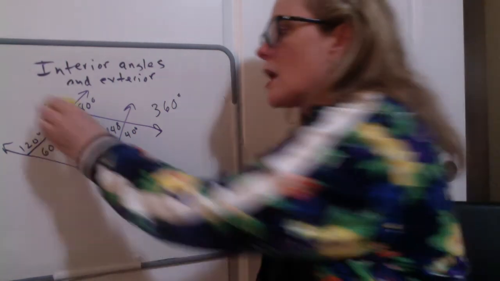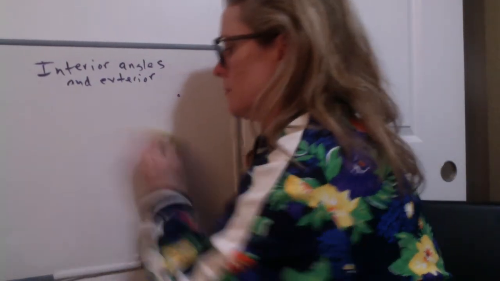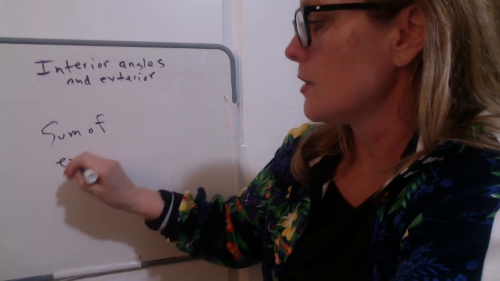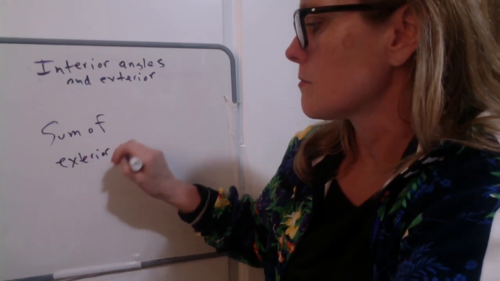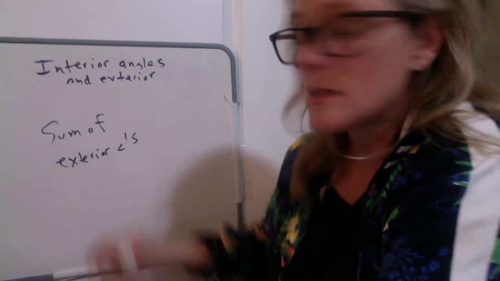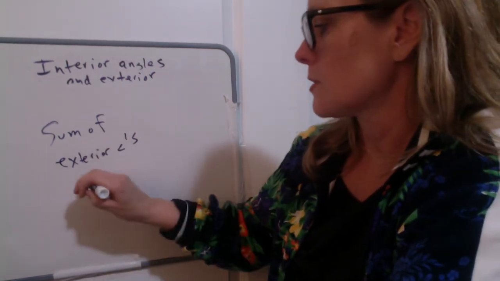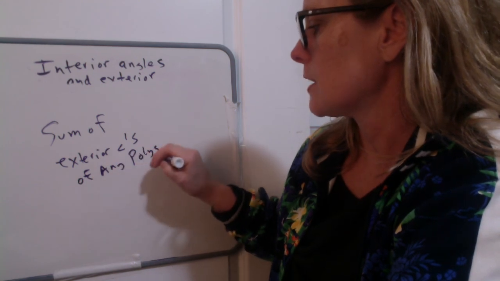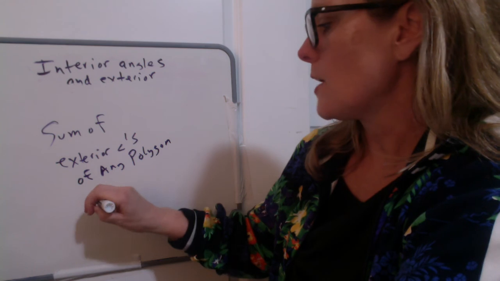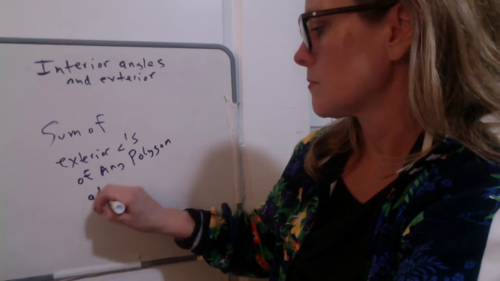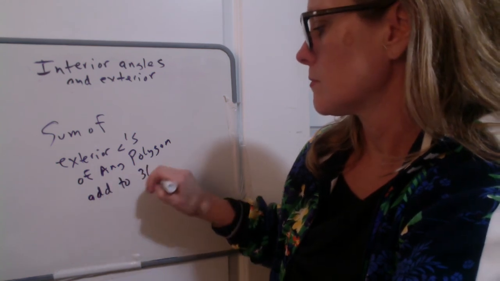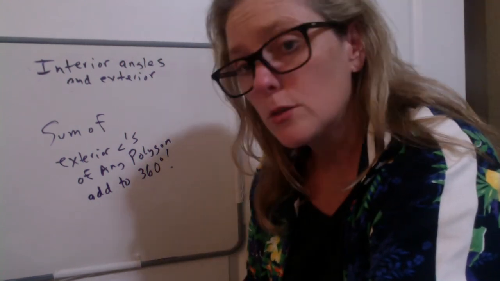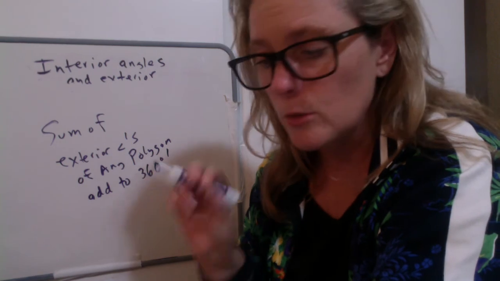So the sum of exterior angles of any polygon always adds to 360.